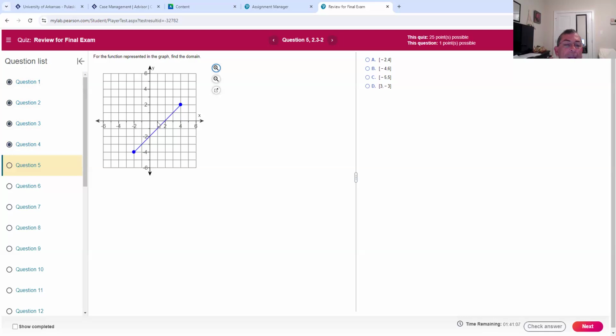And then the domain goes through all the x's until I get to the x value of that last point. Well, that last point, if you come straight down, has an x value of 4. So this goes from -2 to a +4. So y'all, that looks like A. Just remember, the domain is the X values, okay? All right, y'all, then we hit next.